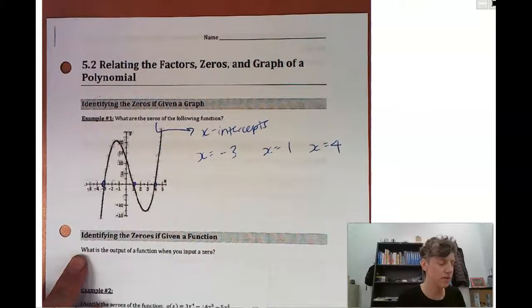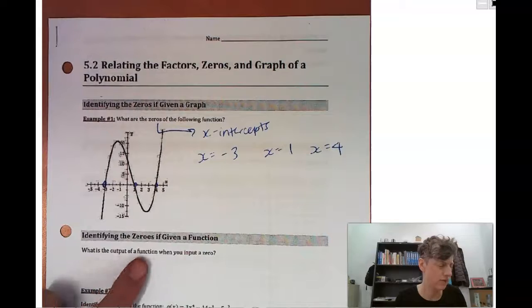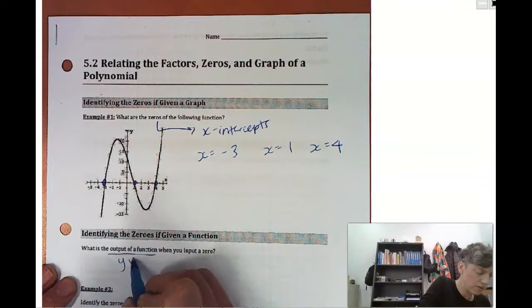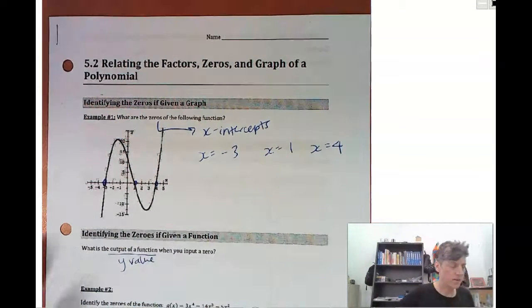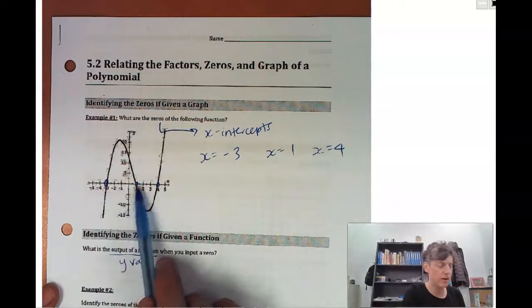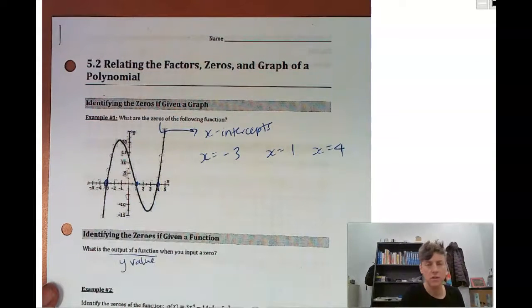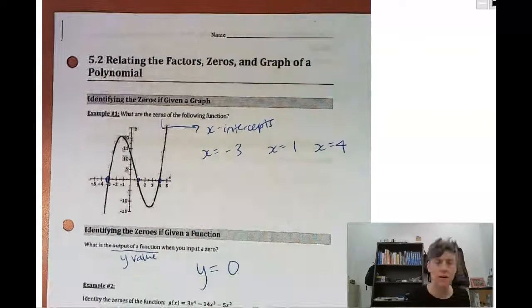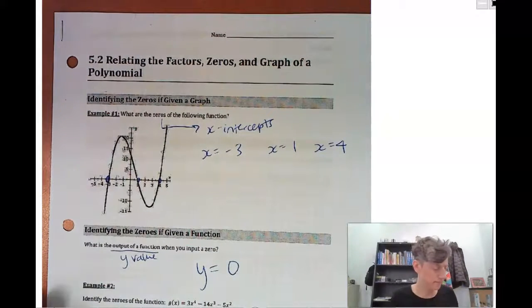What is the output of a function when you input a 0? What is that even asking? The output of a function, so that's saying what is the y value when you have one of these zeros? What is the y value for all these suckers? Well, it's always equal to 0. Y is always equal to 0.